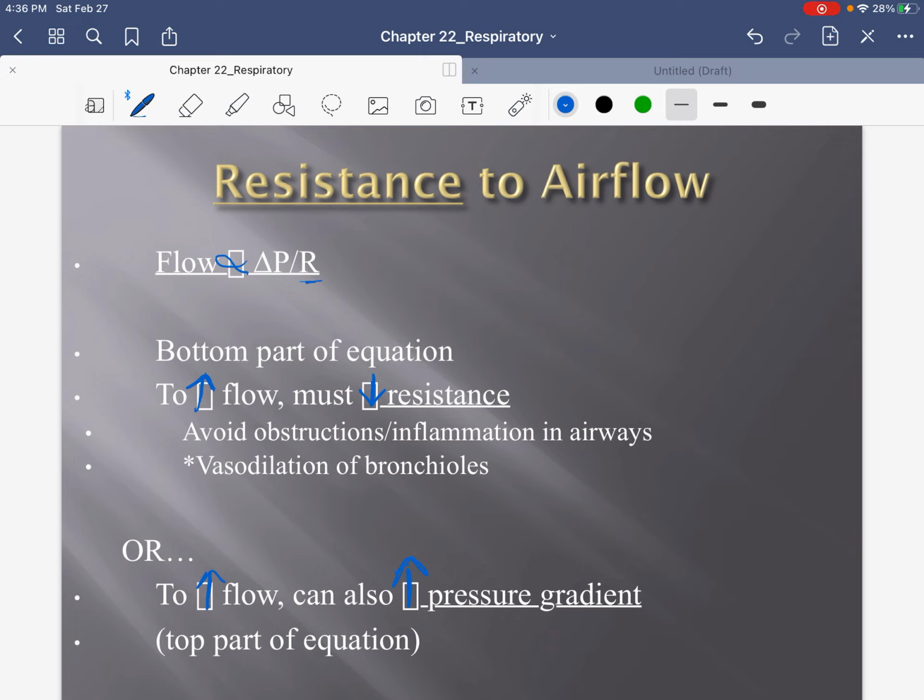I want to talk about this later. Really, I just want to remind you, you already know this. In this case, we're talking about airflow. Airflow will be the highest, and really, we want this under most conditions. Airflow is going to be the best or highest when we have a larger pressure gradient. So now we're talking about the pressure gradient in millimeters of mercury between the atmosphere and the lungs. And we have the lowest amount of resistance. Things that can add resistance would be inflammation of the airways, like asthma, COPD, emphysema, those sorts of things.